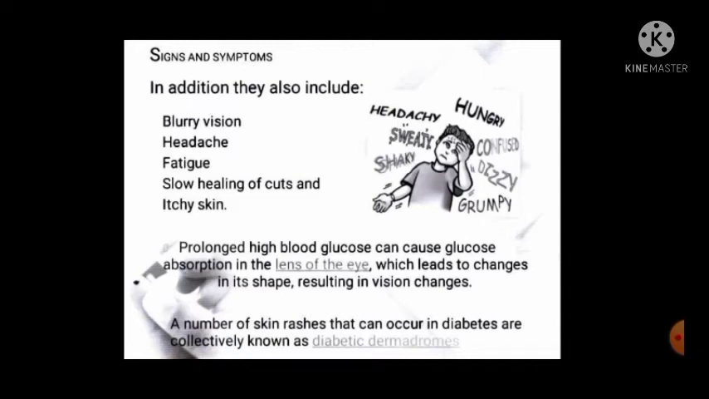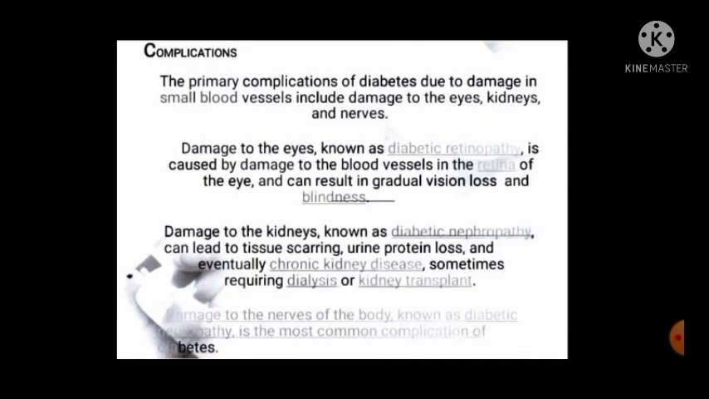There is a loss of blood in the diabetic patient for a long time. Prolonged high blood glucose can cause glucose absorption in the lens of the eyes, which leads to a change in shape and results in a vision change. Vision is also important for diabetes symptoms. A number of skin rashes that can occur in diabetes are collectively known as diabetic dermadromes, an important term for NEET.